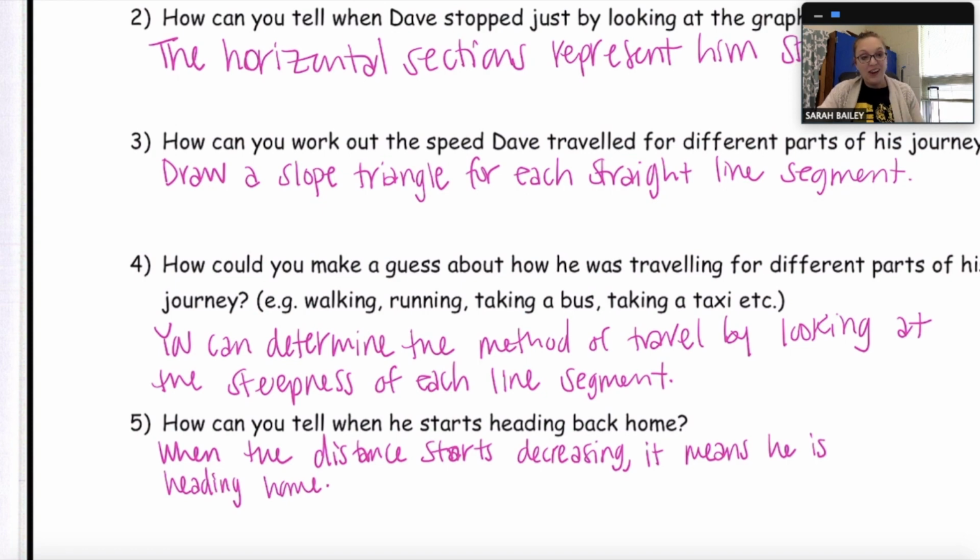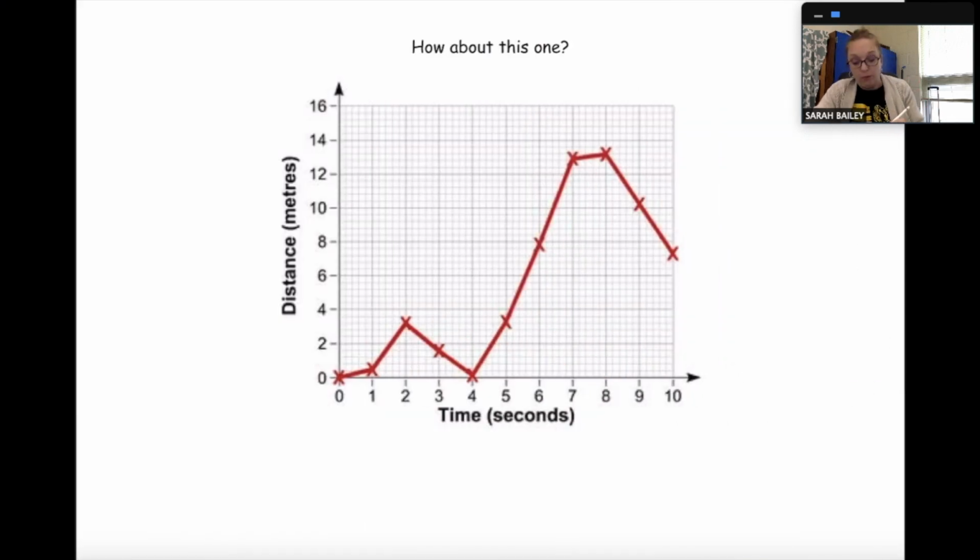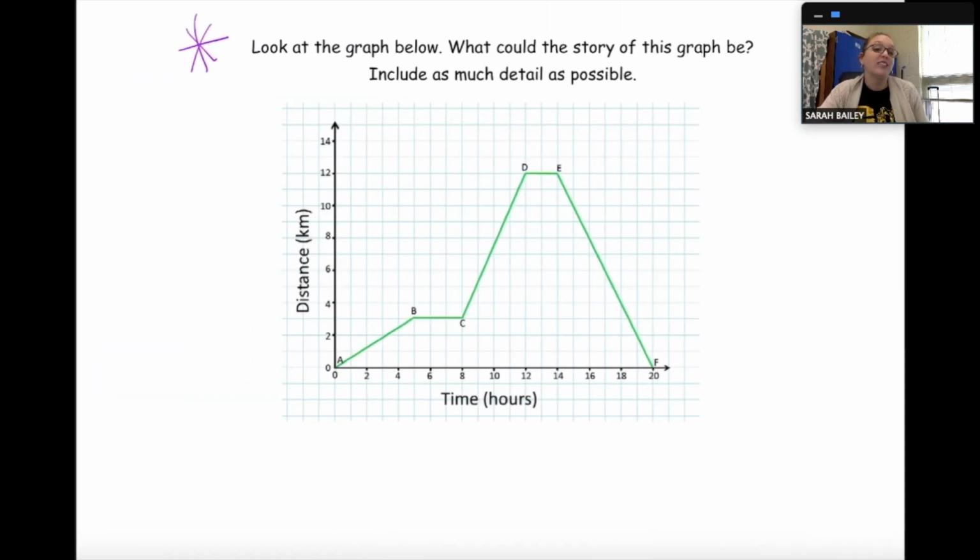Okay, so now it's going to be your turn. I want you to turn the page. There are 2 graphs, so I want you to do the next 2 graphs. The directions are the same: what could the story be? So come up with a story based on those 2 graphs. All right, good luck.